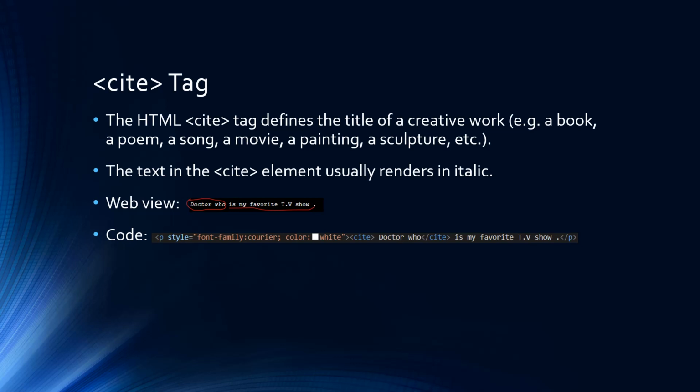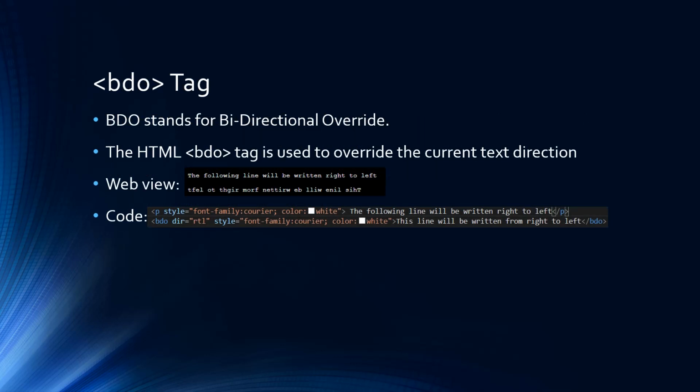The HTML cite tag defines the title of a creative work. The text in the cite element usually renders in italic, just like the address tag. Have a look at what I have done. Now we move on to the bdo tag and the last tag in this video.